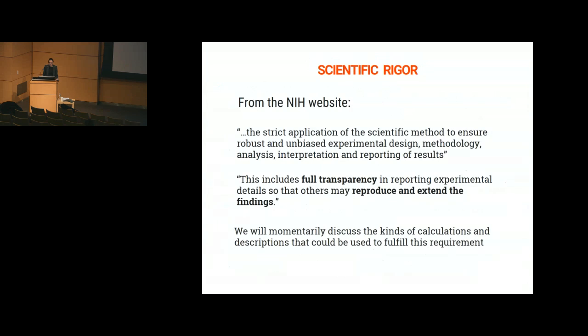From the NIH website, I quote, "The strict application of the scientific method to ensure robust and unbiased experimental design, methodology, analysis, interpretation, and reporting of the results. This includes full transparency in reporting experimental detail so that others may reproduce and extend the findings." And now we're going to the scientific rigor.